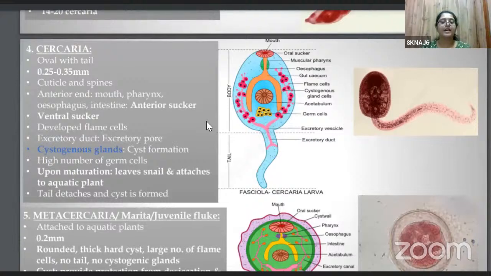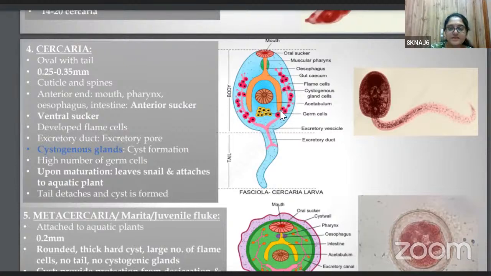So when it comes to the Cercaria larva, you can see that it is oval in nature with a tail. It has an oral sucker, a muscular pharynx, the esophagus, with the alimentary canal or the gut divided into two parts. And then this is the acetabulum or the ventral sucker. These are the germ cells. Excretory vesicle, excretory ducts. You have the excretory pore over here. So again, like we told you, it is an incomplete digestive system that is present.